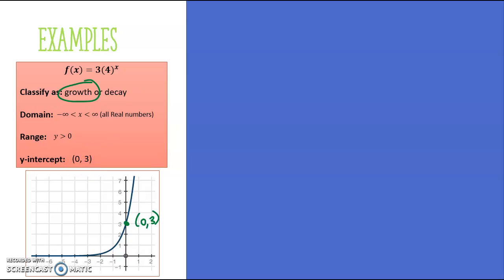If you didn't have the graph, you could still find the y-intercept by putting a 0 in the place of x. I'll go ahead and do that for you here. If I do 3 times 4 to the power of 0, I get 3 times 1, which is 3. Plugging in a 0 in the place of x gave me a final answer of 3. That would be my y-intercept.